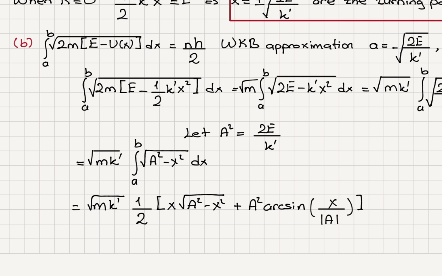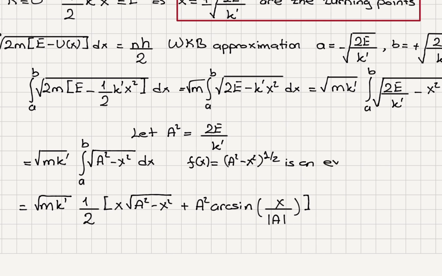This is the answer to the integral. But now I notice that this function f of x equals (a squared minus x squared) to the power 1/2 is an even function. So due to its symmetry, instead of taking these limits between a and b here, I can take it between 0 and b, which is 0 and square root 2E over k prime, and multiply it by 2 because I have the same thing for negative x values.